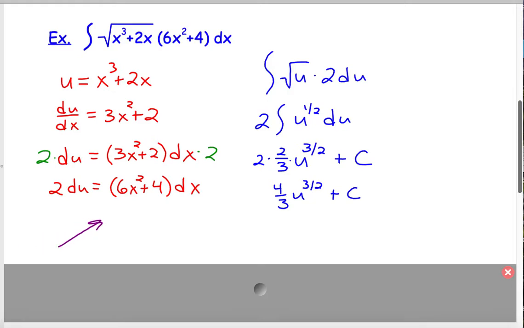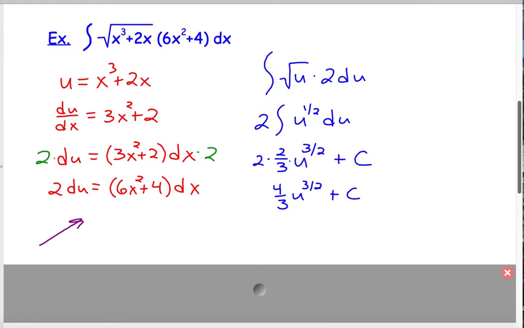Now, that's in terms of u. That was just a temporary variable. So now I can go ahead and replace u with x cubed plus 2x, and I'll have my final answer. So we get 4/3 times the quantity x cubed plus 2x, all raised to the 3/2 power, plus c.